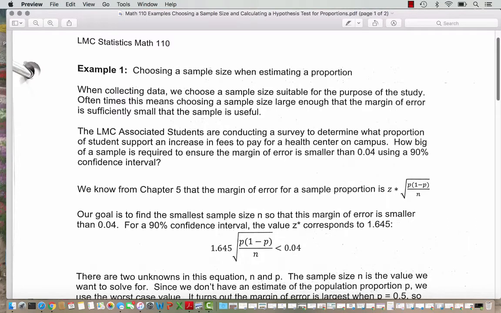In this video, we look at two examples: choosing a sample size when estimating a proportion, and calculating a hypothesis test for one proportion. Example 1, we look at how to choose the sample size.